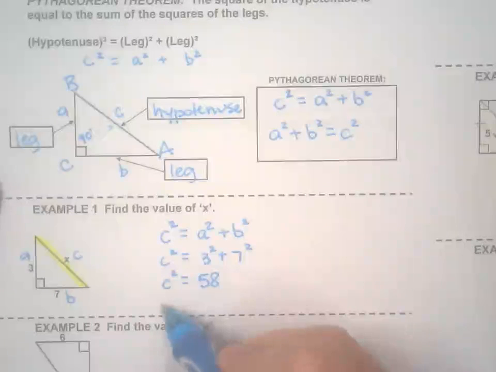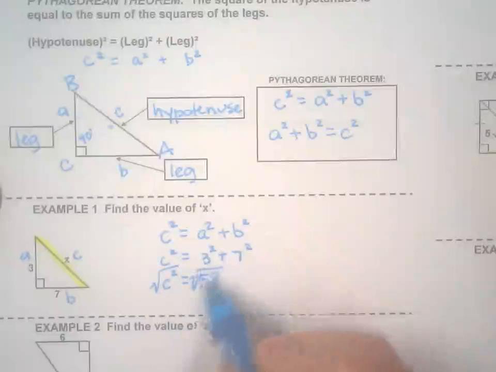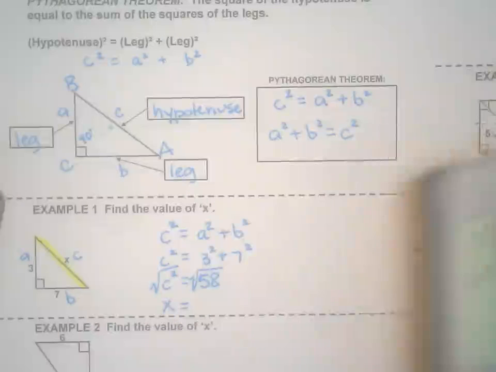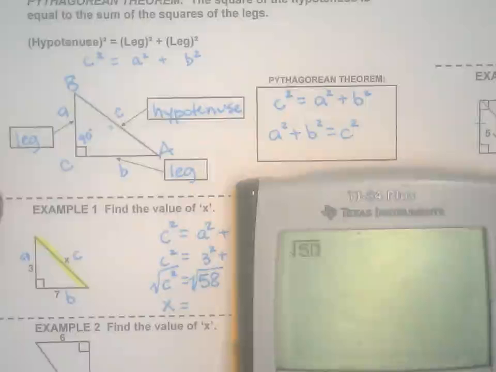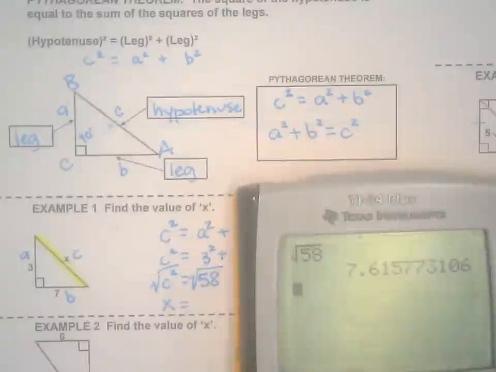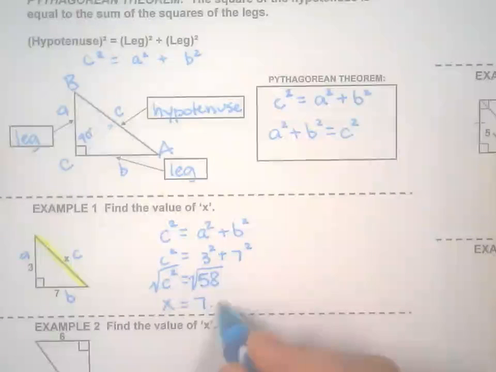So at this point, I need to take the square root of both sides. That would get, well, c equals x. So take the square root of 58, and that will give me this. Let's just leave it as a decimal, two decimal places, just to be safe. So 7.62.